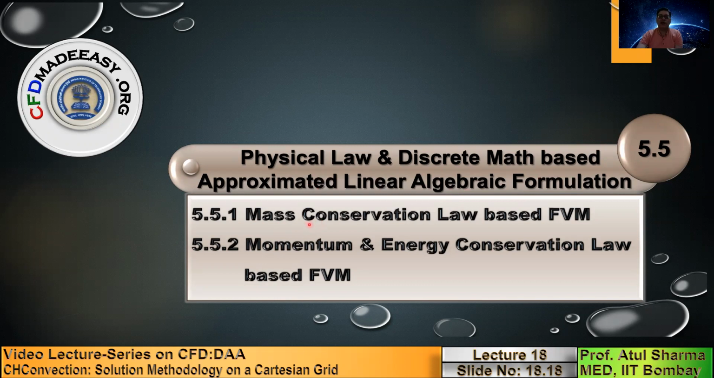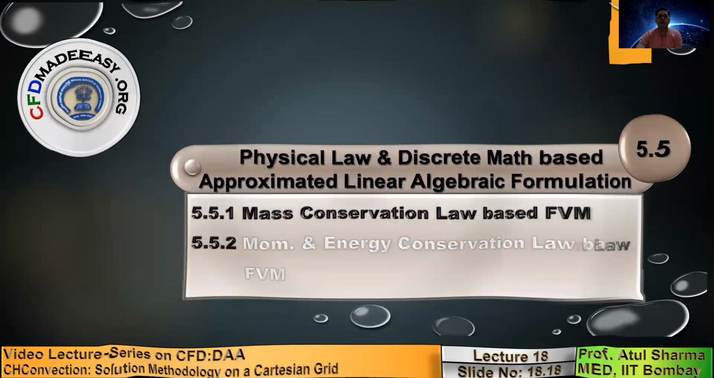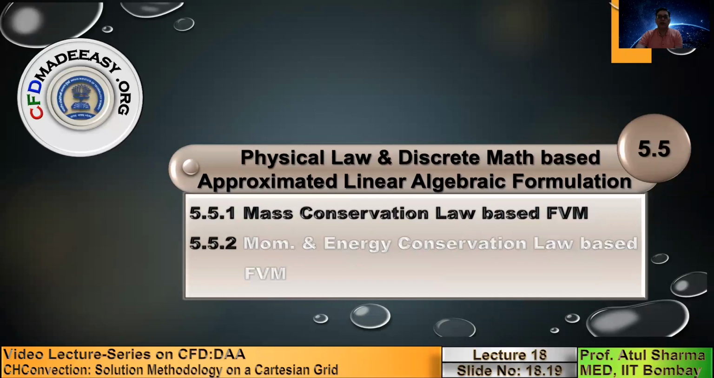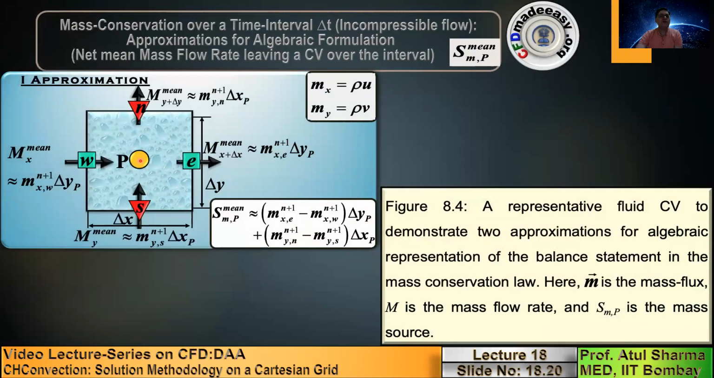And we'll start with the mass conservation law based finite volume method. Then we'll go into the momentum and energy conservation law based finite volume. So for the mass conservation law based finite volume method, this is the control volume, and these are the centroids of the surfaces, east, west, north, and south. And this is the approximate representation to calculate the net mass flow rate on the east surface as a product of mass flux on the east surface, at the centroid of the east surface, and the surface area.